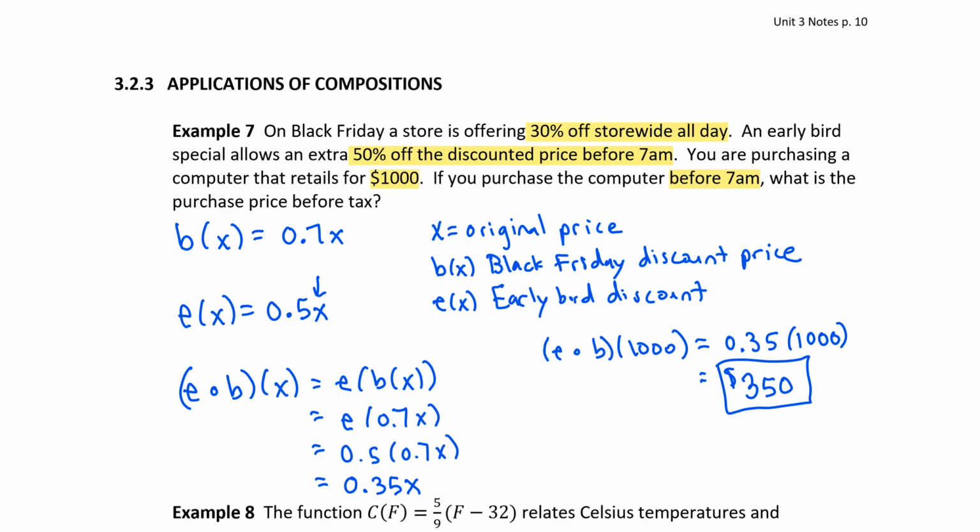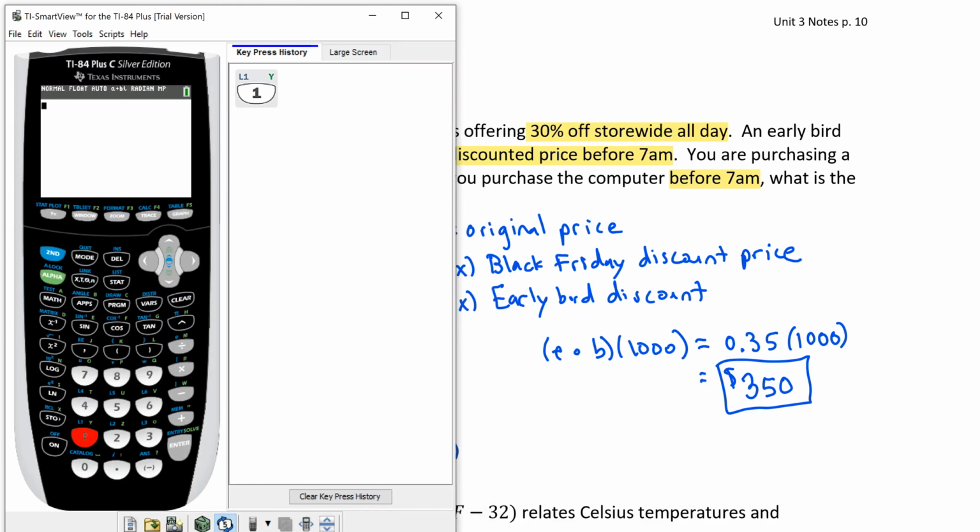Now, if you're really engaging in a Black Friday sale, you're probably not going to write a function to model this. So let me take you through that with the calculator. So the original price is $1,000, and you're going to pay 70% of that price.